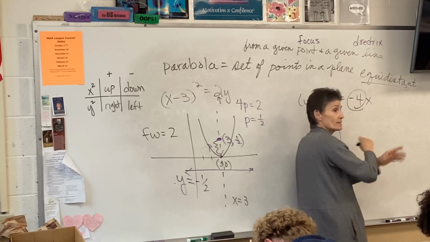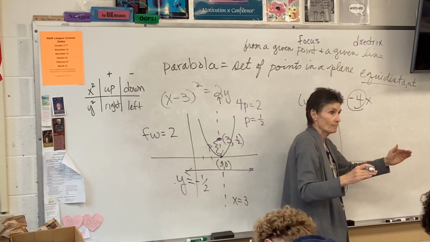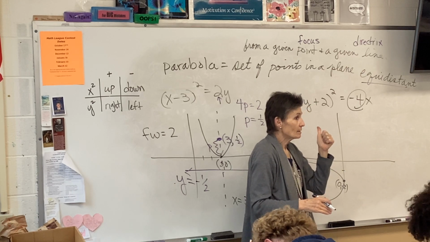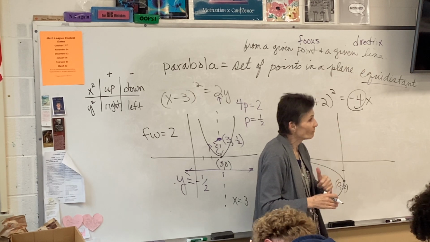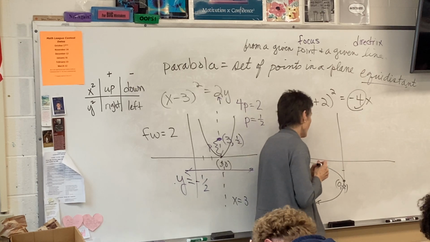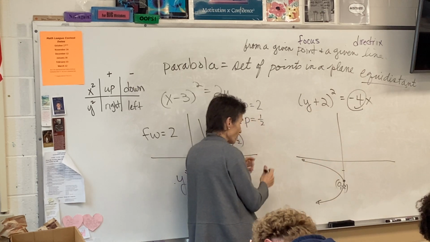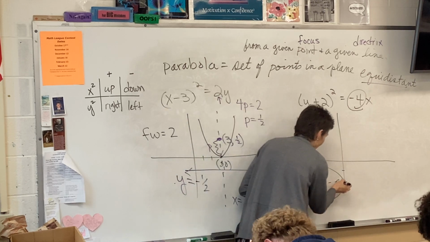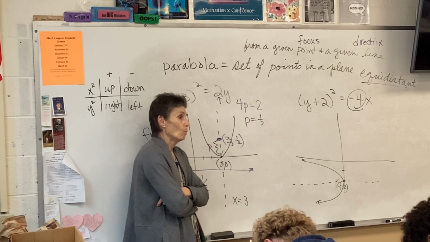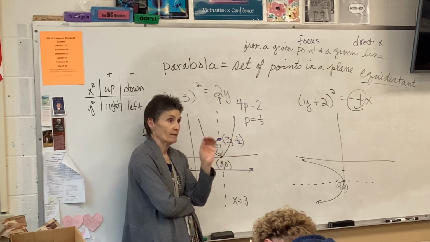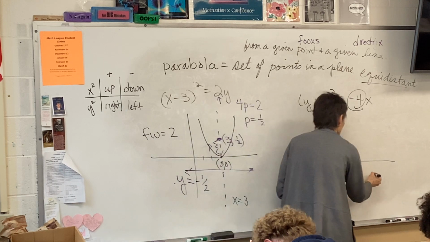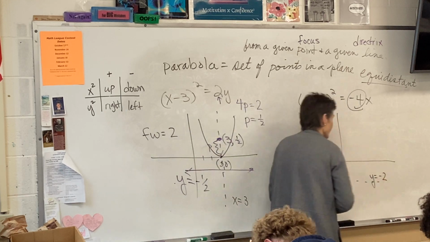This number is super important. We use it for 3 things: it tells me which way it opens, what P is, and what the focal width is. All that comes from that number. Okay, now, if that's what it looks like, then this would be my axis of symmetry. It's gotta be an equation. So what is it? Y equals -2, very good. Y equals -2.